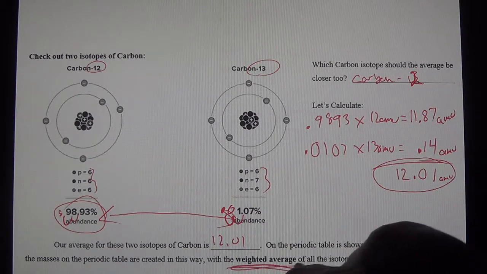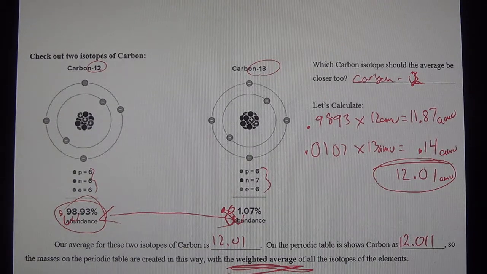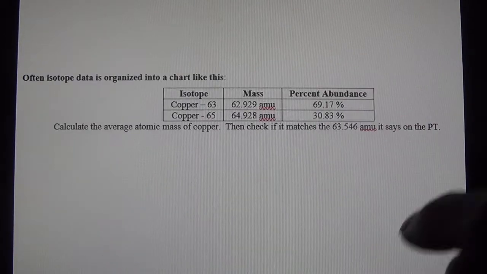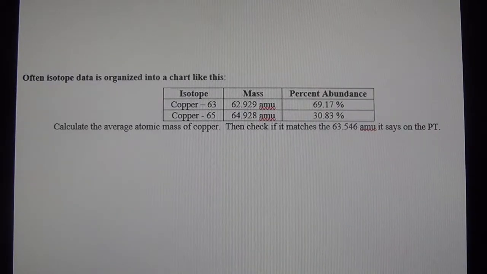Again, it's a weighted average. The more of one isotope, the more it counts towards that average. And the less of the isotope, the less it counts towards that average. Okay, let's try another one. Oh, look, now it's all organized in a chart. Does that change anything? No, that really doesn't change anything.